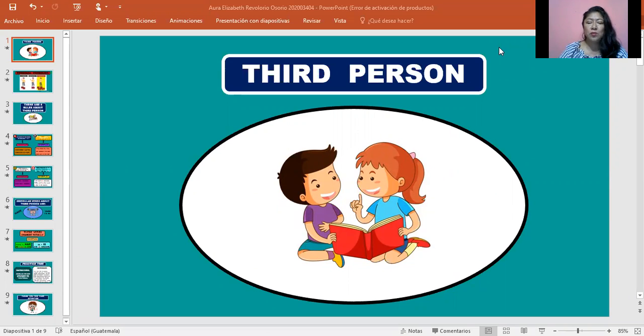Today we are going to work with third person. The third person is part of the simple present tense in affirmative sentences. But before our lesson about the third person, we are going to review the personal pronouns.